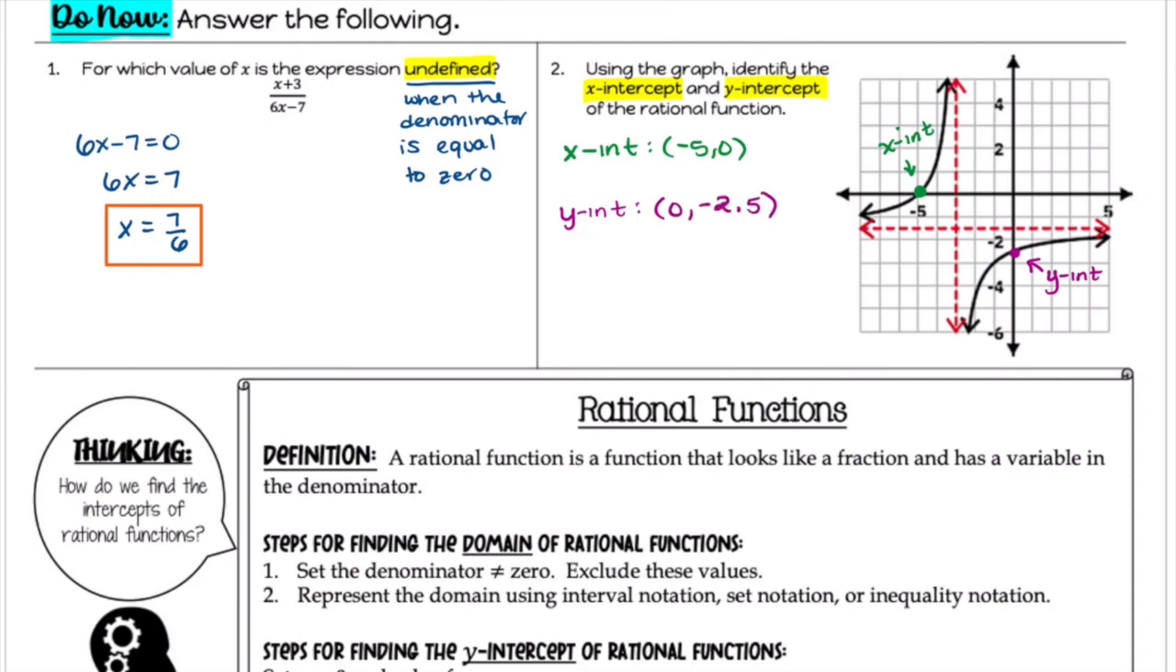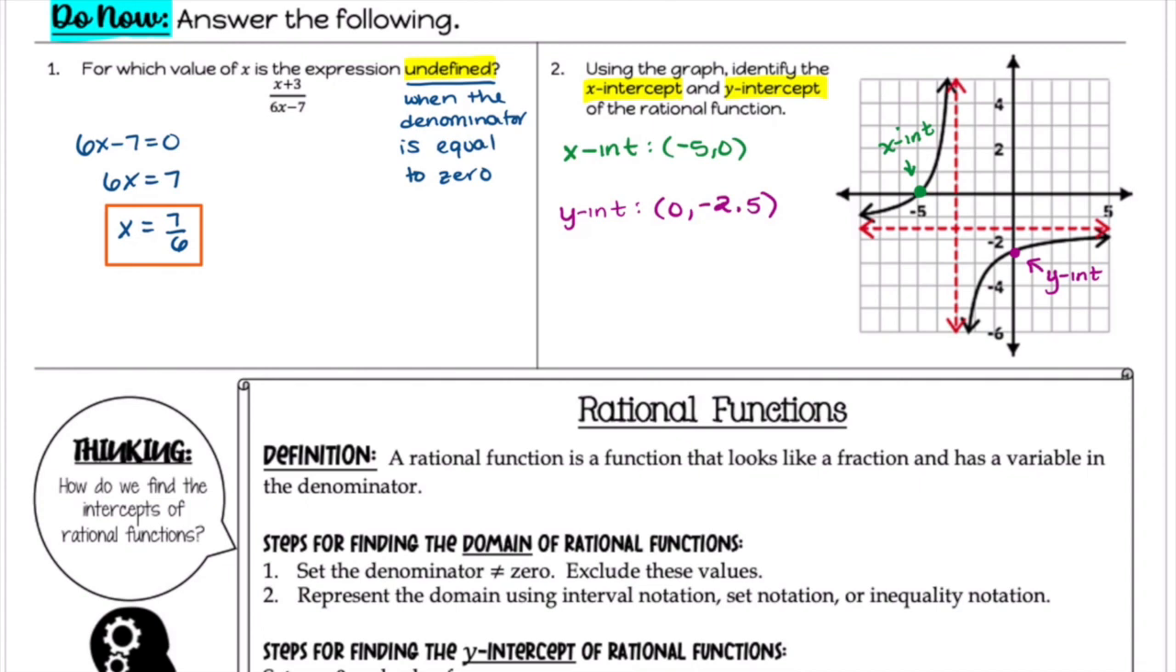All right, so for number 1, an expression is undefined when the denominator is equal to 0. So I set my denominator equal to 0 and solve for x, giving me 7/6. For number 2, the x-intercept is the point on the x-axis, which is (-5, 0). And the y-intercept is the point that is on the y-axis, which is (0, -2.5).